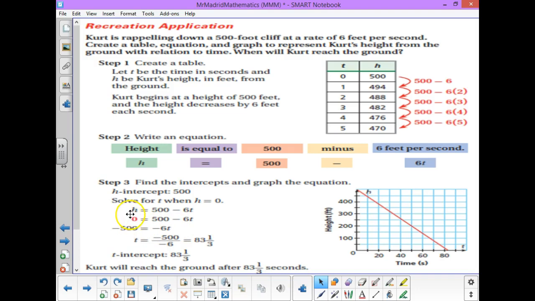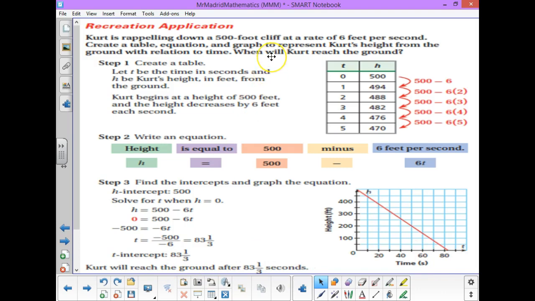Because we do have our equation h equals 500 minus 6t, and we do want as an intercept h to be 0, when he's on the ground, we'll plug in 0 for h and basically let the math speak for itself. We'll subtract 500. We'll divide both sides by -6, and we get 83 1/3, and that is our t value. So officially 83 1/3 would be our x-intercept.